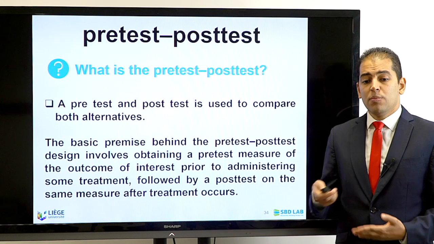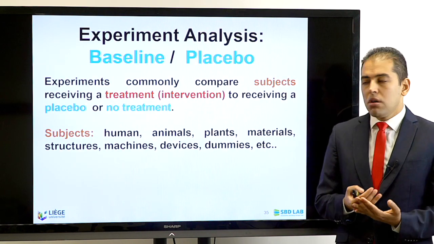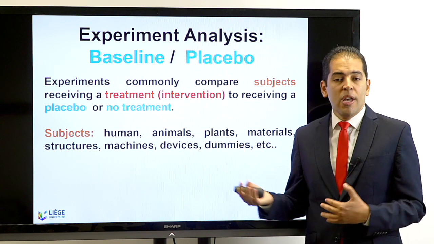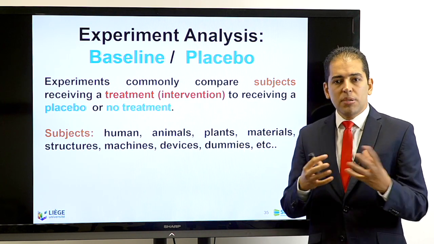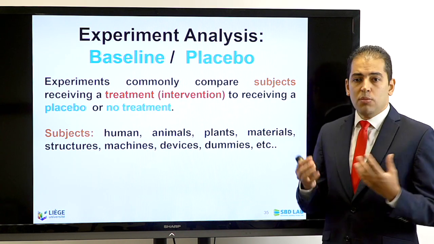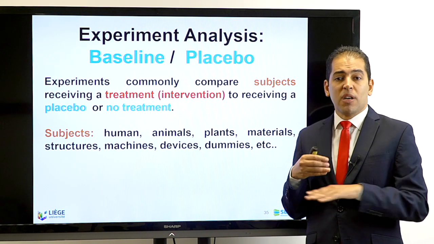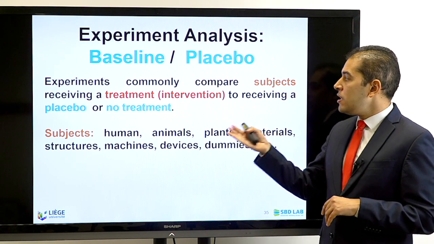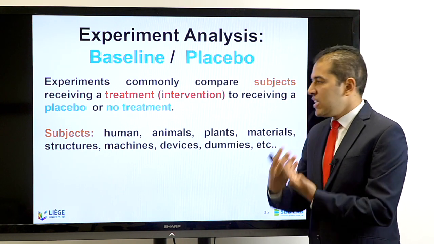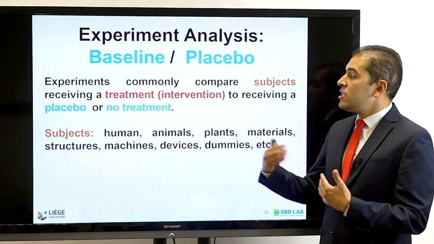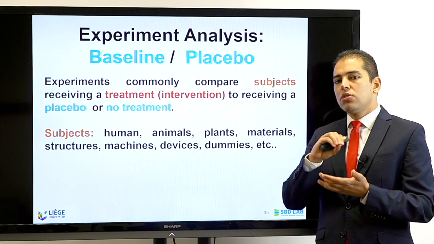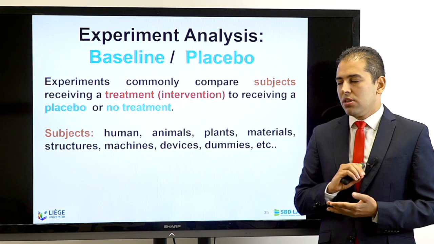Very important. And this brings me to the baseline or the placebo concept. If our subjects are human beings, then we must have a placebo. If we have objects, dummies, machines, prototypes, samples, materials, buildings, whatever structures, then we are talking about our baseline. I must define my baseline. Experiments commonly compare subjects, whatever they are, receiving a certain treatment or an intervention to receiving a placebo or no treatment. And this must be included in your research design prior to conducting your experiments.